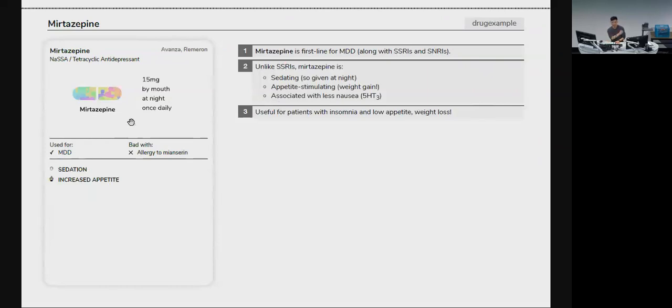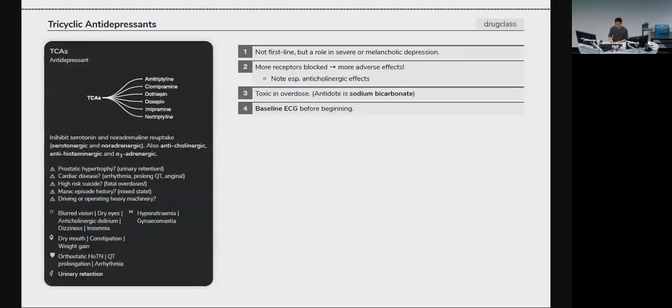And unlike the SSRIs and SNRIs, mirtazapine is taken at night because it's sedating. So you've got this contrast between this group of SSRIs and SNRIs and then mirtazapine. They're all first-line treatments and all equivalent by ECG standards. So they're good to know.